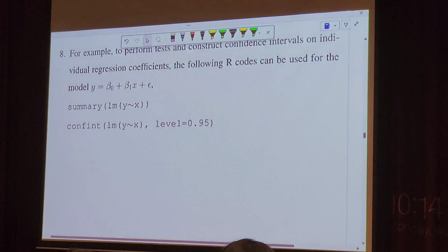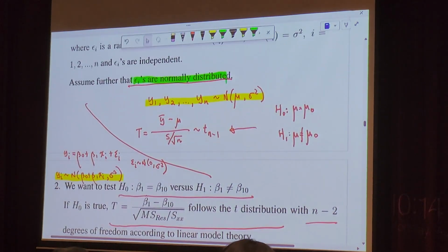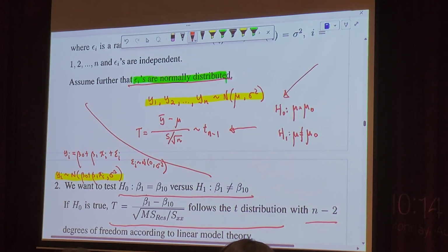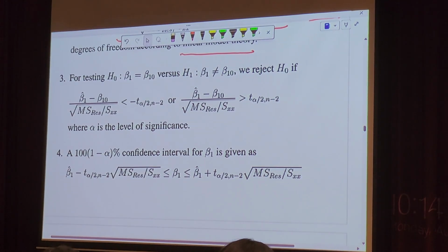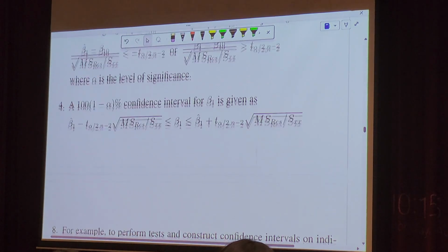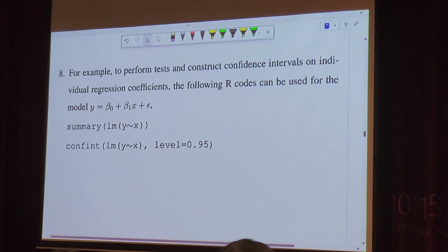So if you have forgotten this, I'd like you to go back and revise your mathematical statistical theory, okay? Because we follow the same approach to testing and confidence interval. It's not anything new. It's just that we are dealing with a more complicated model, slightly more. What model is that? Simple linear regression model. Okay, that's all.